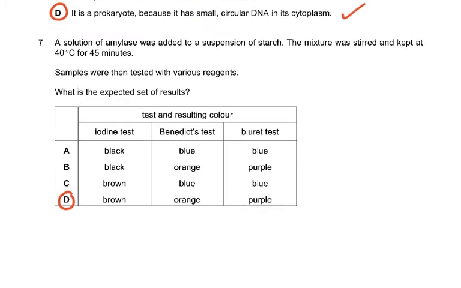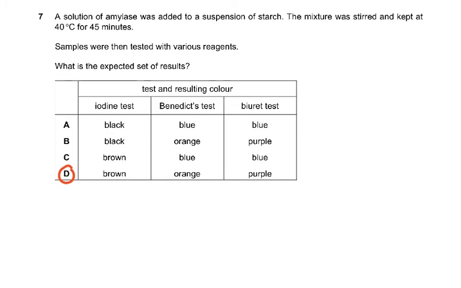Question 7. A solution of amylase was added to a suspension of starch. The mixture was stirred and kept at 40 degrees for 45 minutes. Samples were then tested for various reagents. What is the expected set of results? Iodine test. So first you added starch, and then you added amylase, and the amylase was going to convert, and you kept it for 45 minutes.